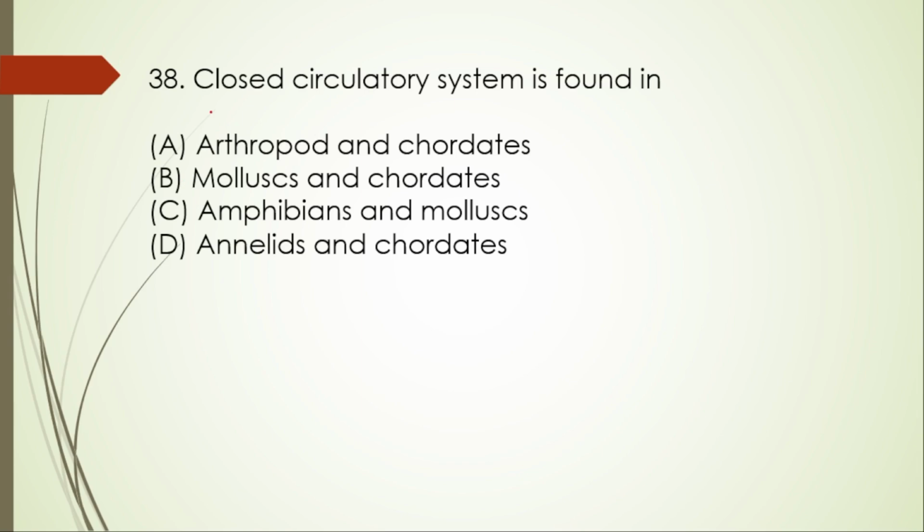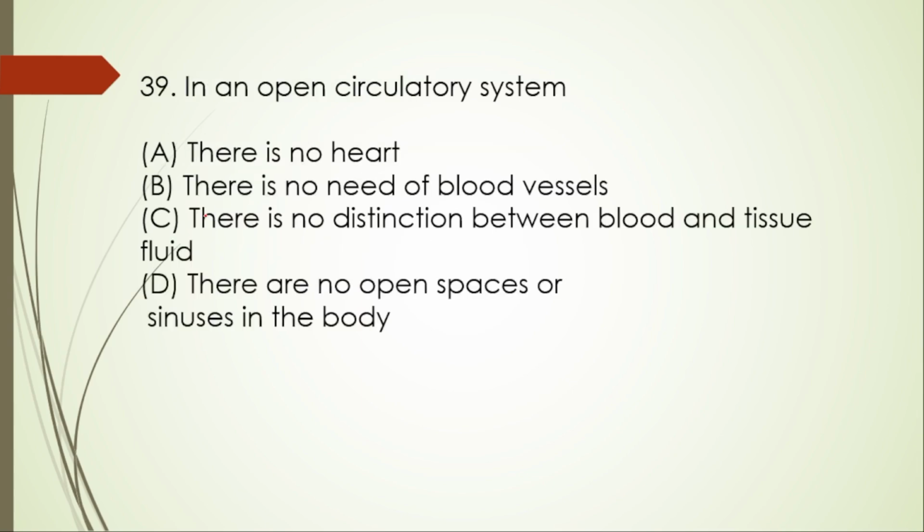Next, 38th one. The closed circulatory system is found in arthropod and chordates, mollusk and chordates, amphibians and mollusk, annelids and chordates. So here the right option is D, annelids and chordates have closed circulatory system.